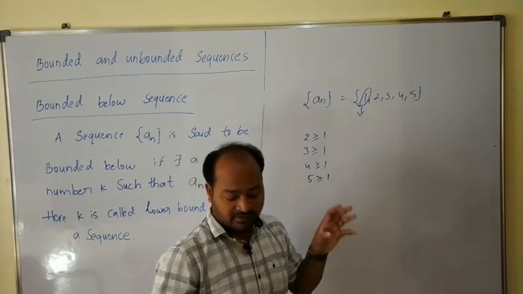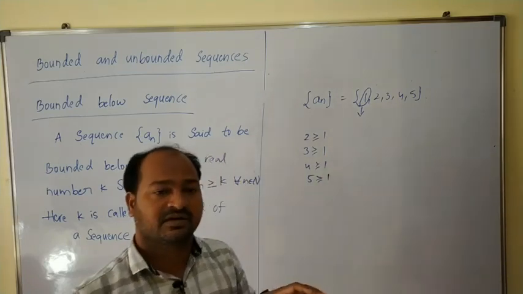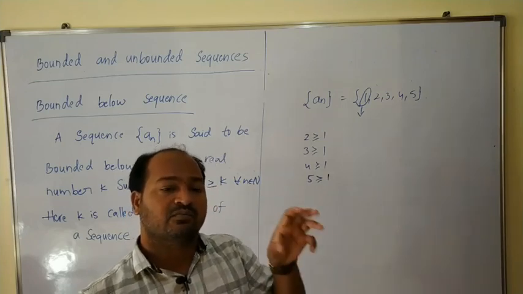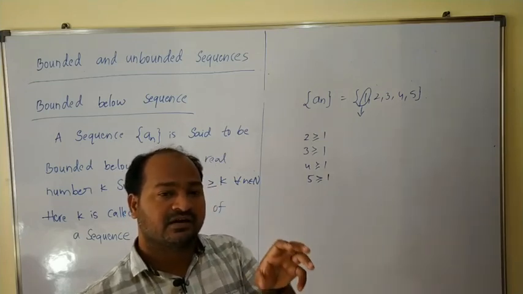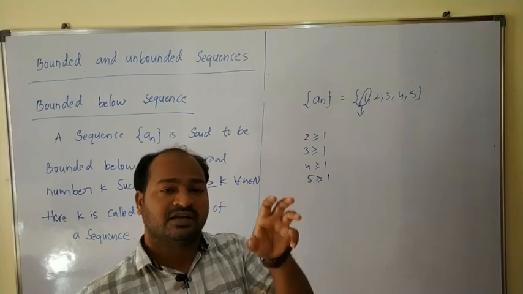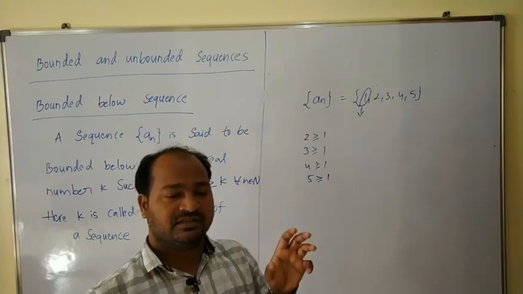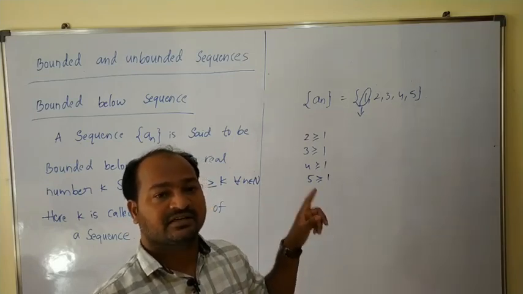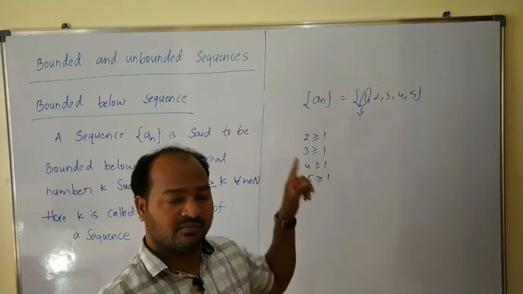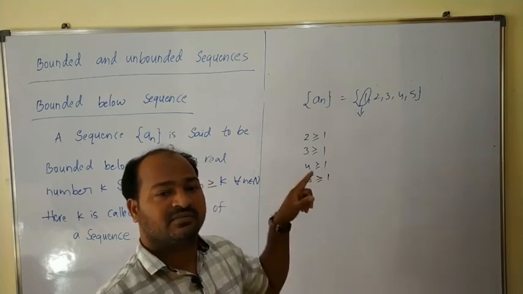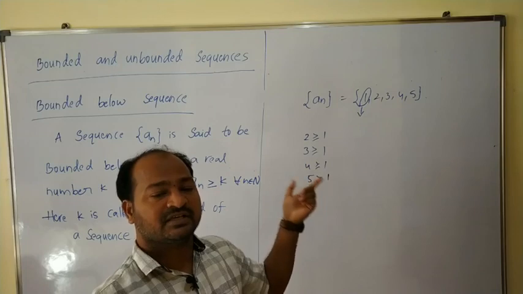Okay, a bounded below sequence is nothing but a sequence in which every term is greater than or equal to some real number. In this case we can say that the sequence is called a bounded below sequence and that real number is called the lower bound of the sequence.